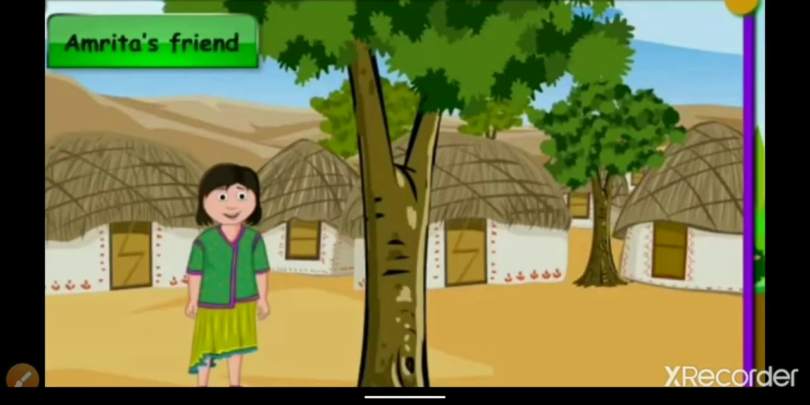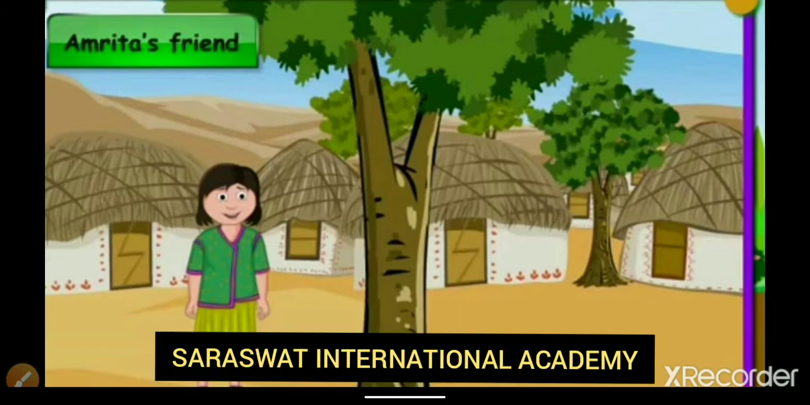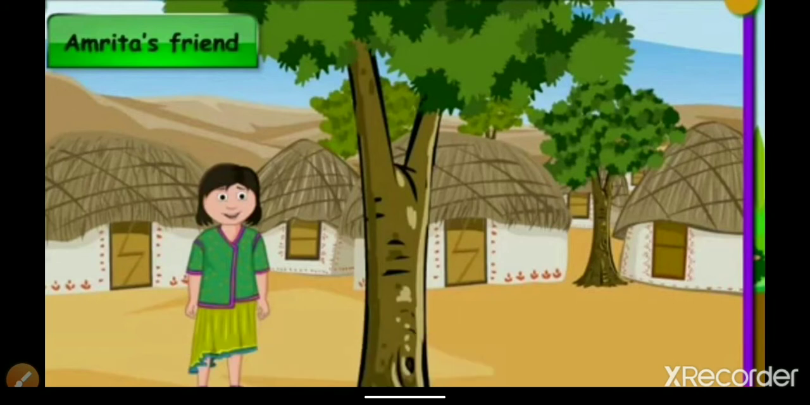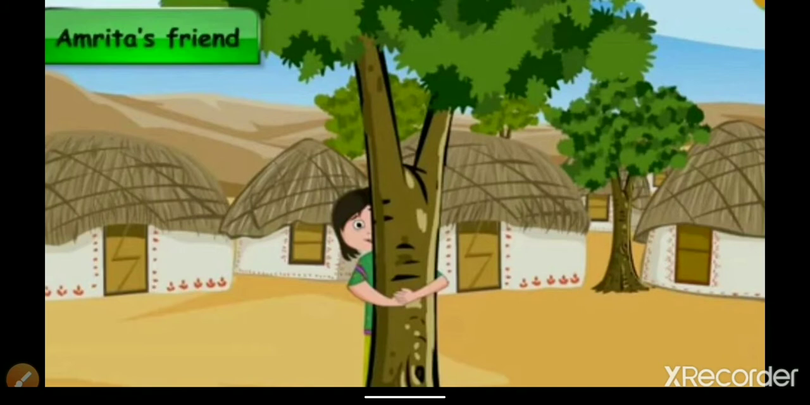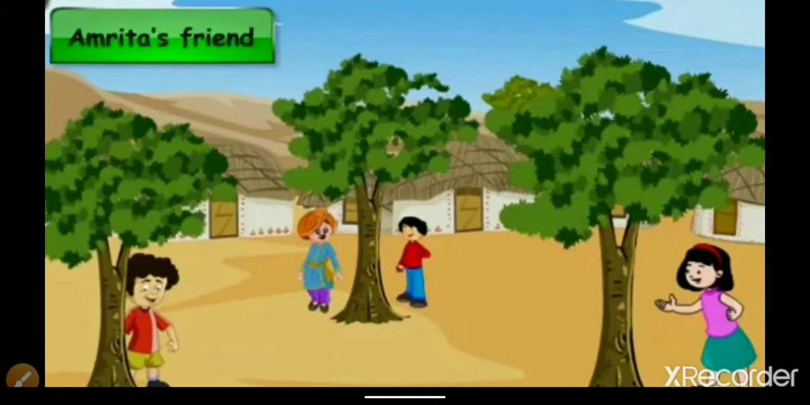Amrita would get up early every morning and greet her friends, the trees. She would choose a special tree for the day and put her arms around the trunk and whisper, "Friend, you are strong and beautiful. You care for us. I love you very much." Like Amrita, other children also have a special tree.